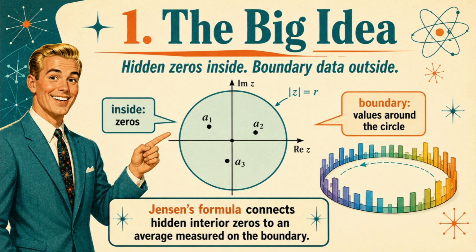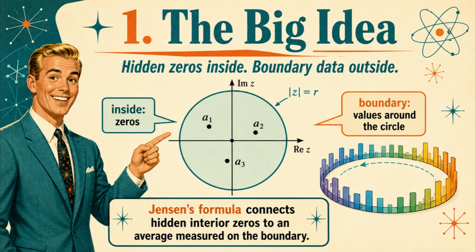all the way around. So the question is this: can the outside edge tell us something about the hidden zeros inside? Jensen's formula says yes. The outside edge remembers what is happening inside. The zeros leave a fingerprint on the boundary. That is the whole mystery. Hidden zeros inside, measurable behavior outside, and Jensen's formula connecting the two.